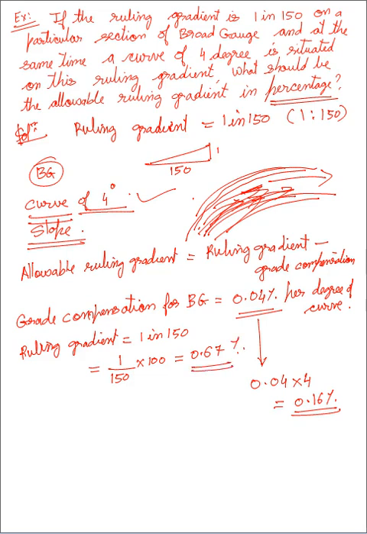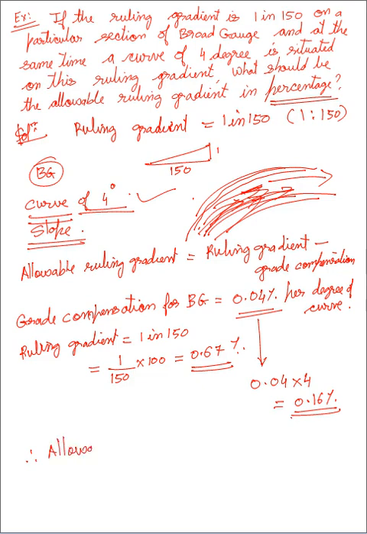So two values we have found out. One is your grade compensation and another is your ruling gradient. Okay, now you just have to convert it in the form of percentage. 1 upon 150 into 100, you will get the value in terms of percentage. So you have to take the difference. Directly you take the difference, so that you will get the allowable gradient.